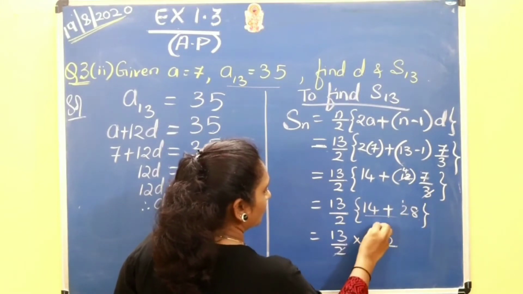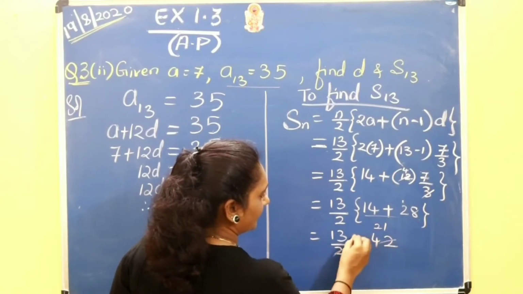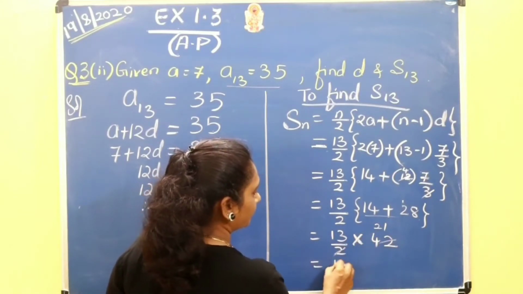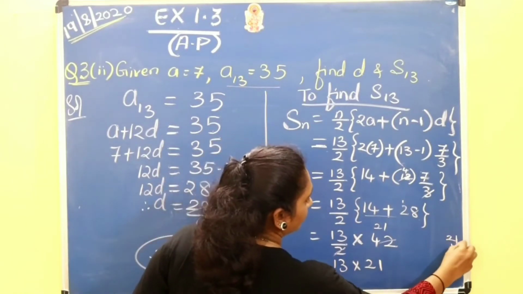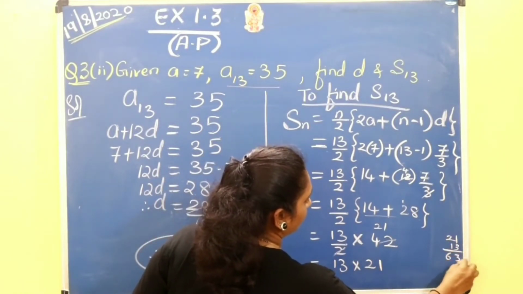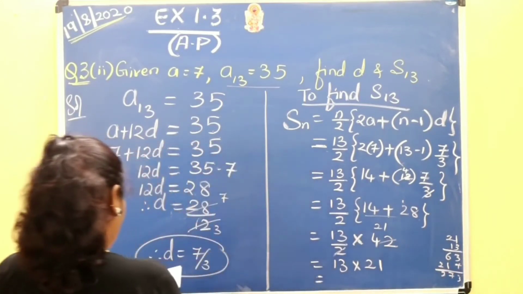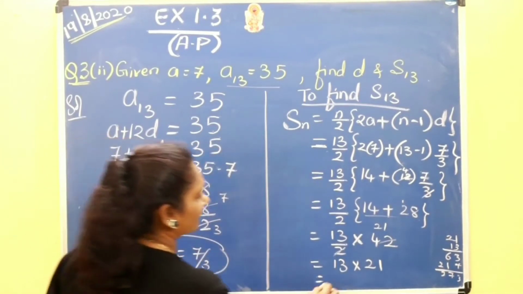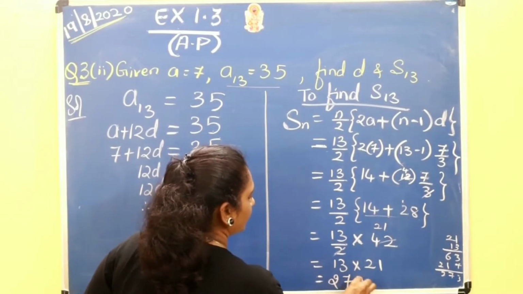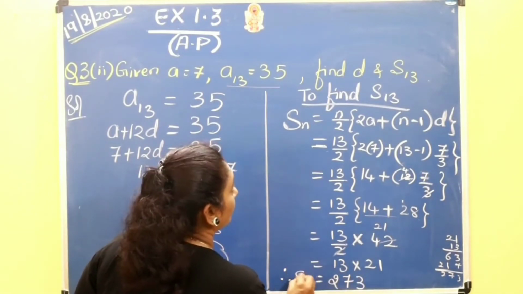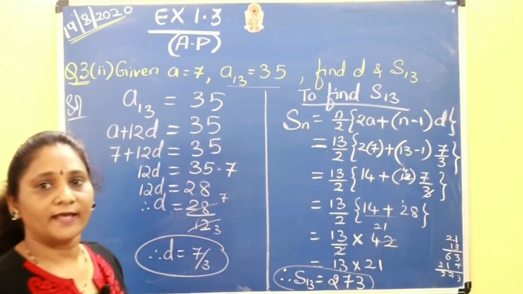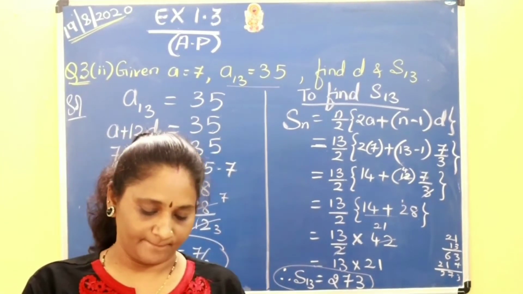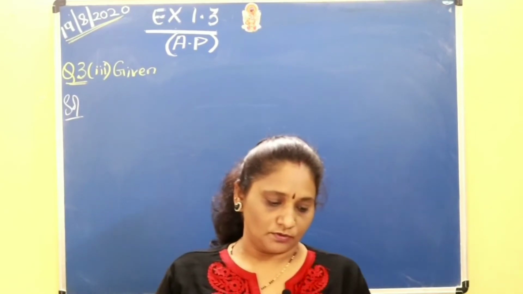42. 2 2s are 4, 2 21s are 42, you can cancel because there is an into here. So it is 13 into 21. If you see 13 into 21, you will get 273. Therefore, S13 is equal to 273.